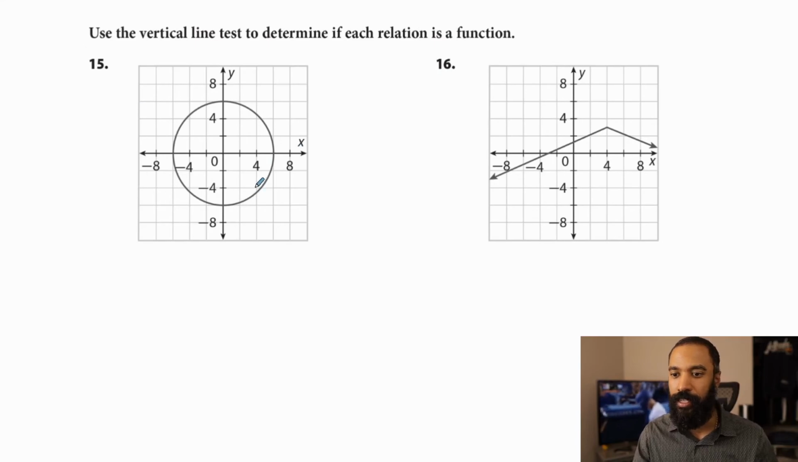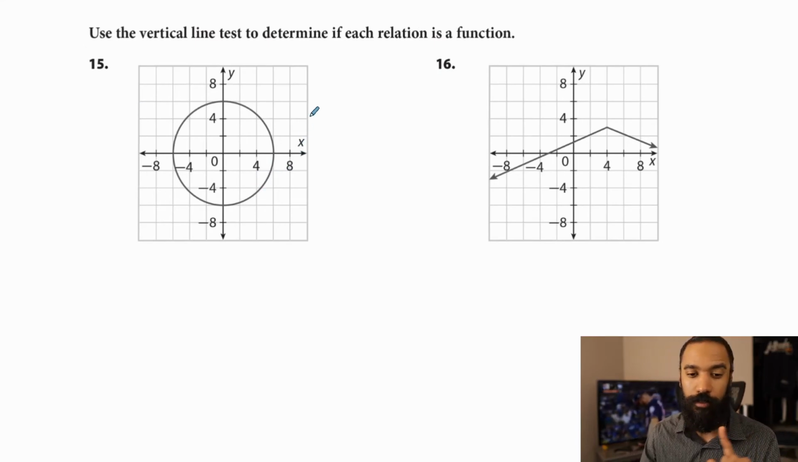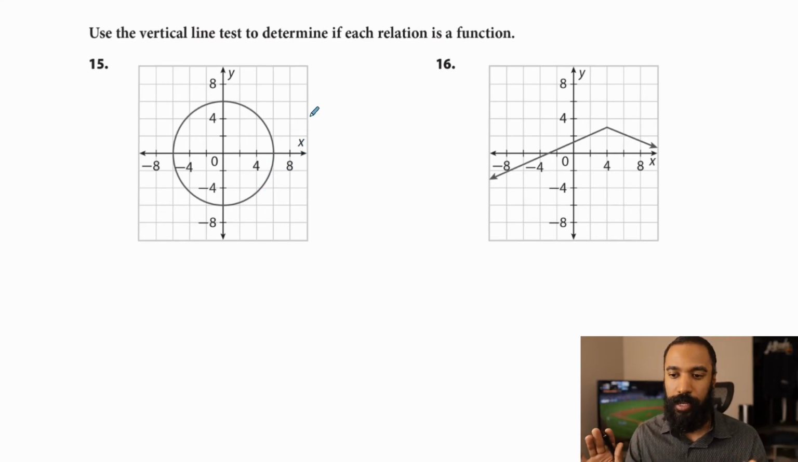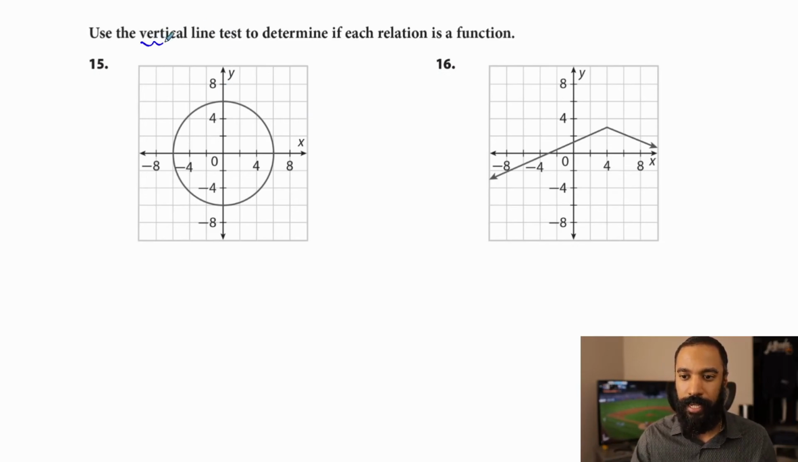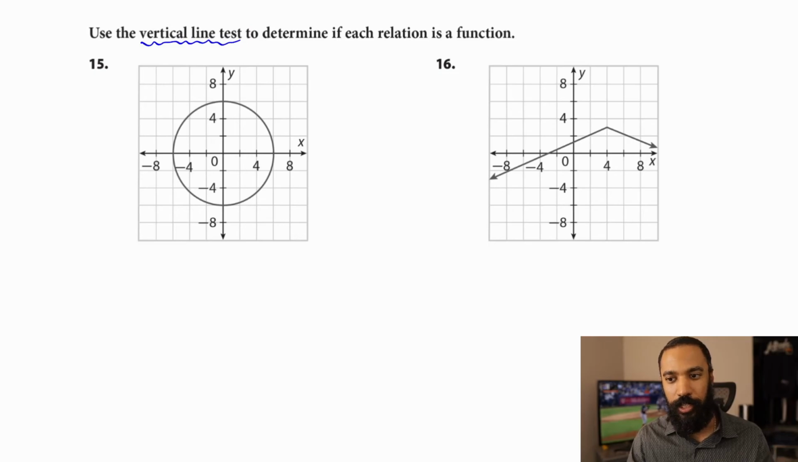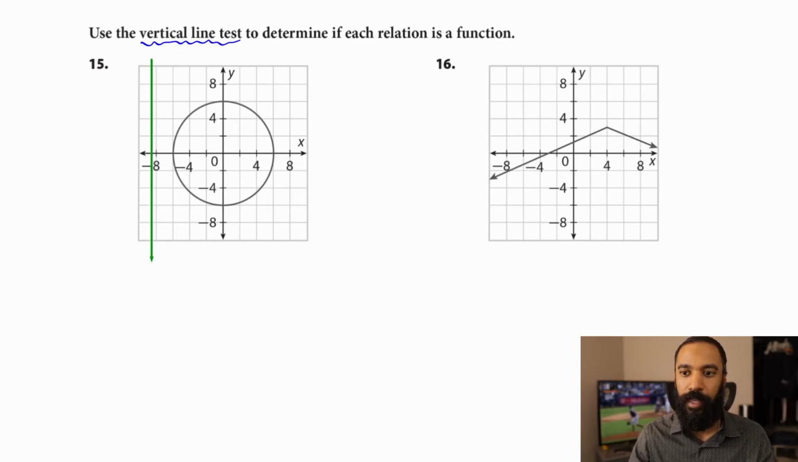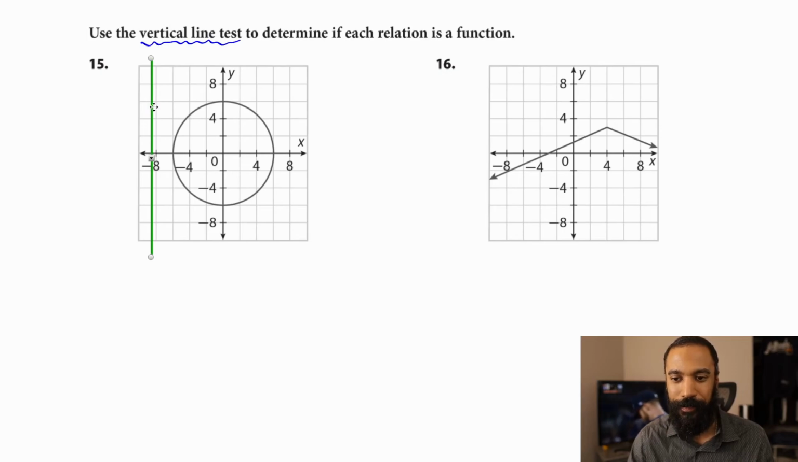Okay. Number 15 and number 16, the rest of them will go very fast the rest of the way. The rest of them here just use the vertical line test to determine if each relation is a function. Now I'm going to do that scanning thing just two more times to play with it. It's just kind of fun for me to say that beep, beep kind of thing. But keep in mind, you don't get to play with it that way. So afterward, I'll just show you basically what you're going to do.